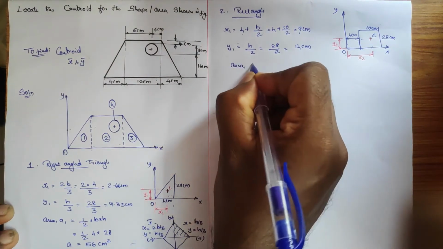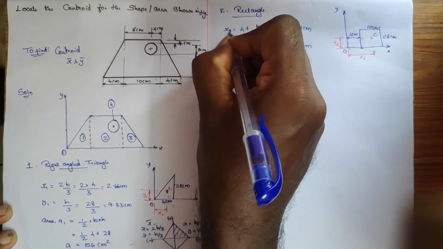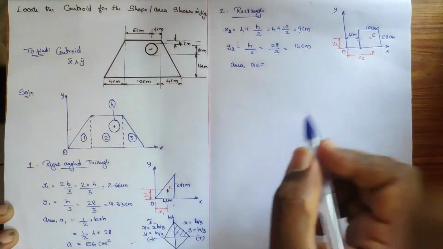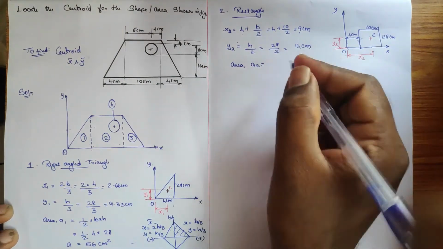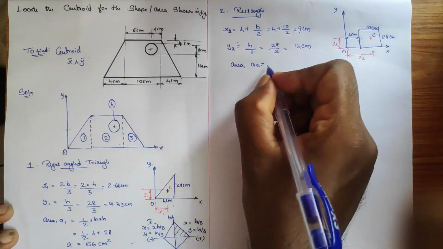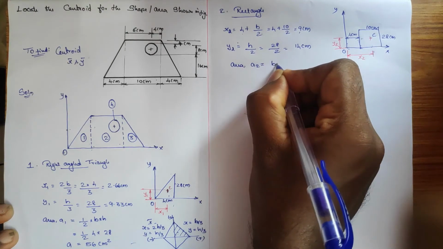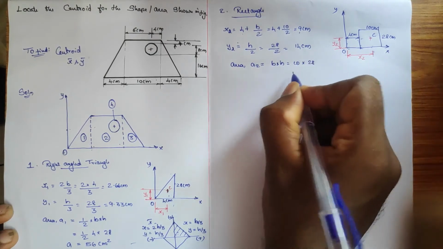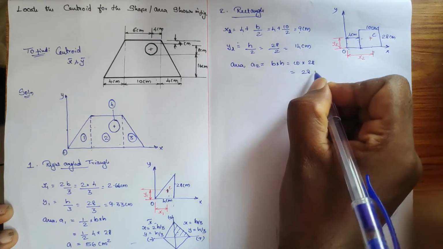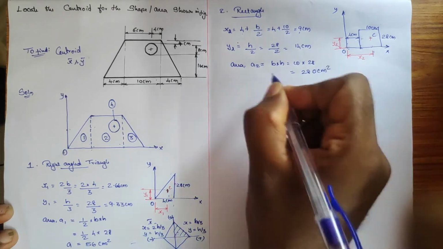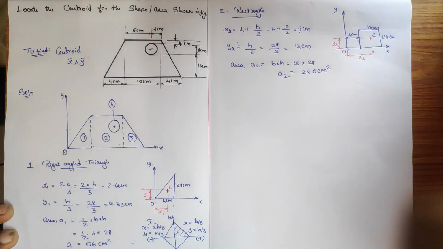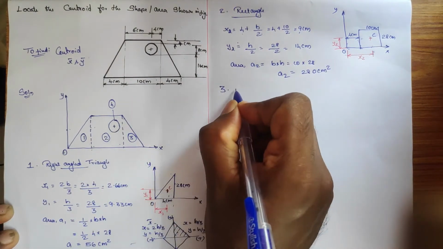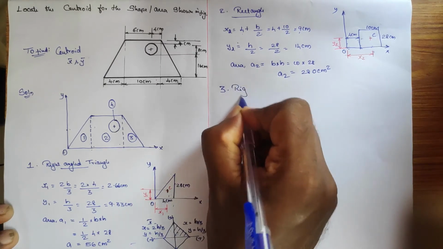Then it is area A2. This is x2, this is y2. Don't make a mistake, x2, y2. This is the second component. For area 2, the rectangle, it is length into breadth, so b into h. Here b is 10 into 28, so we get 280 centimeter square as A2. Have you got it? What is next? Move to the next component, the third component, which is the same right angle triangle.